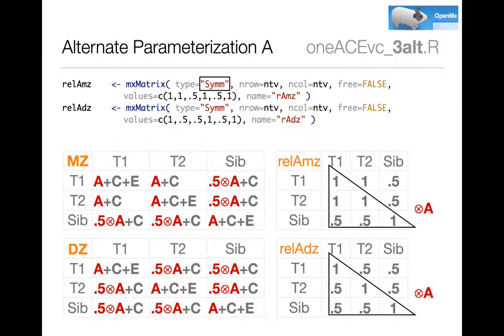So this matrix can be specified in OpenMx as a symmetric matrix with the number of variables as NTV, number of total variables. This matrix is not free, so therefore free is indicated as false. And we just provide the elements on the diagonal and below the diagonal as the unique elements of this matrix.